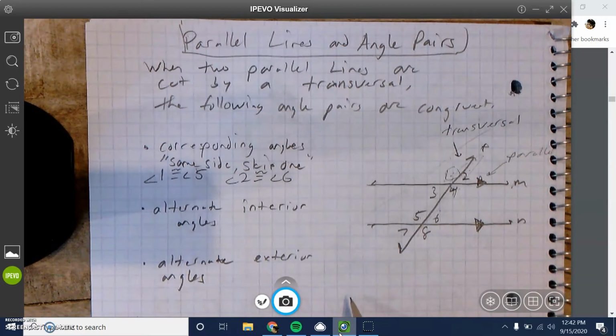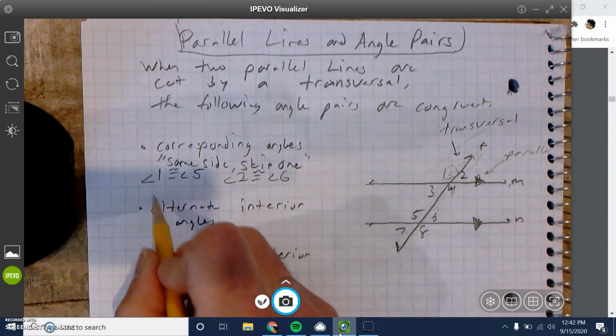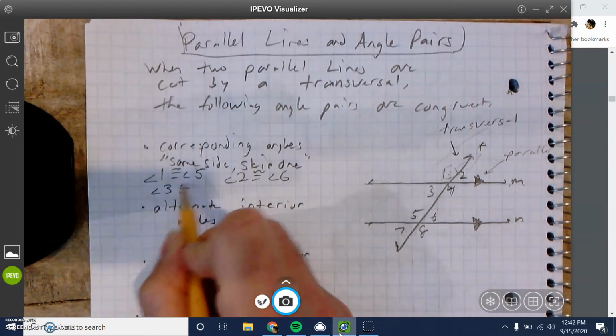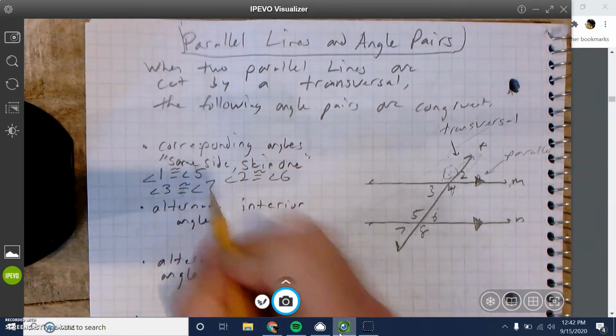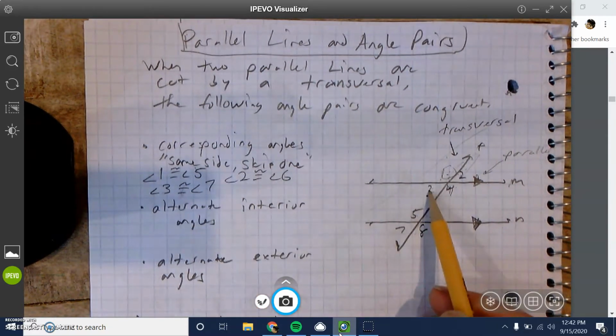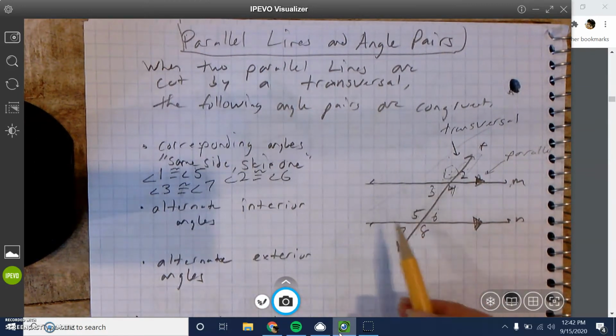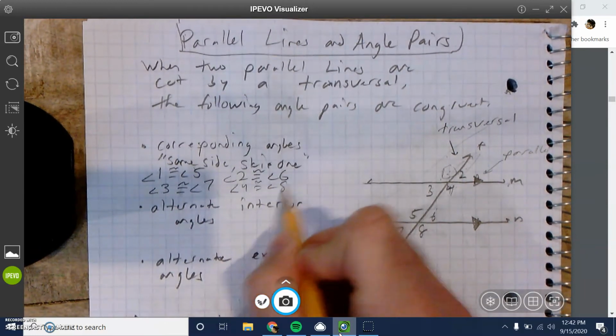Cool. There are two more. Do you see them? Yeah, 3 and 7 is one. Angle 3 is congruent to angle 7. Make sure you're practicing writing this notation. So if this is 30, this is going to be 30 also. If this is 45, this is 45. What's the last one? Yeah, angle 4 is congruent to angle 8. Got it.